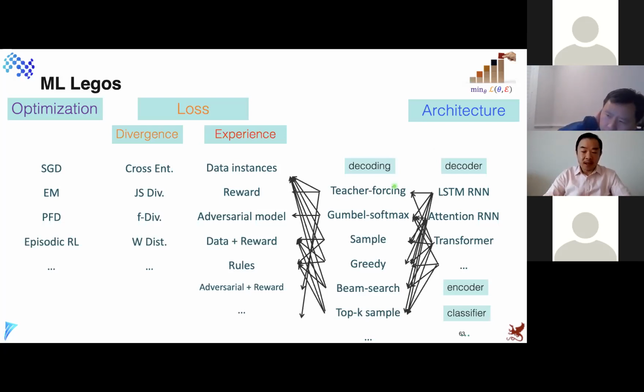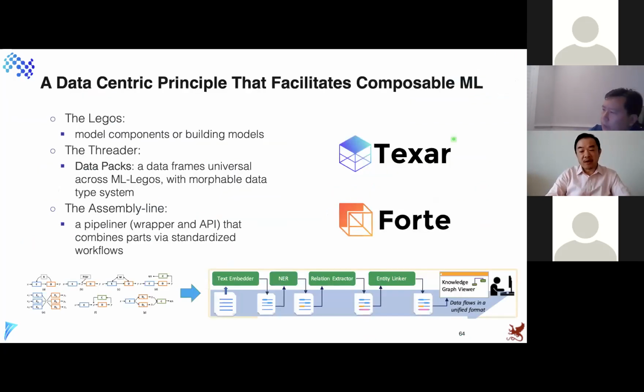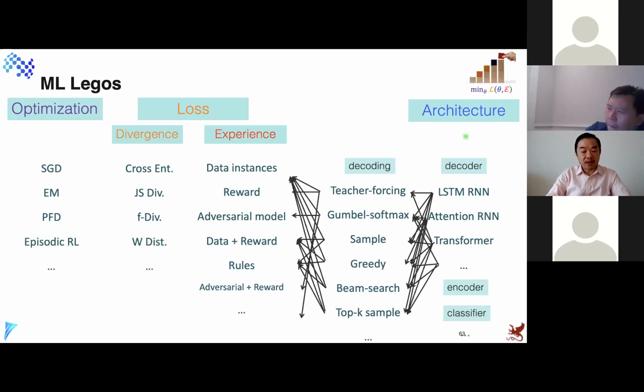And in a toolbox, which we call Texar, we actually came up with an interface that allows the users to pick and choose different model components, such as different decoders and encoders, different loss functions, different instantiations of the experiences from data, rewards and other types of responses, and also different optimization algorithms that are implemented in a standardized way to achieve a composable solution to your variety of different modeling tasks.